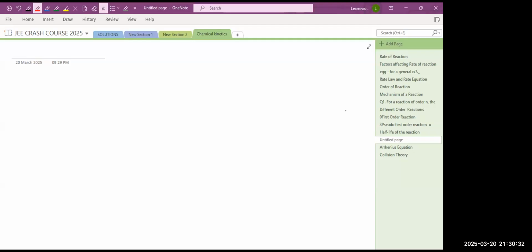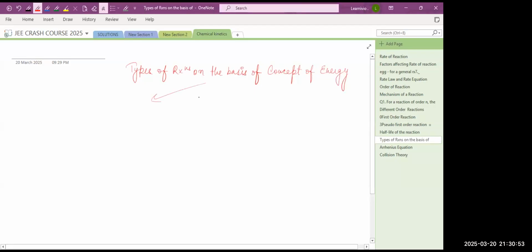Okay, so there are types of reactions on the basis of the concept of energy: exothermic and endothermic. Exothermic reaction and endothermic reaction.